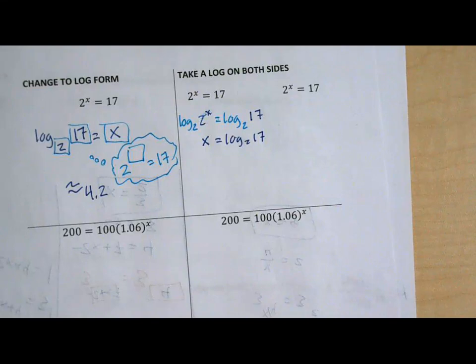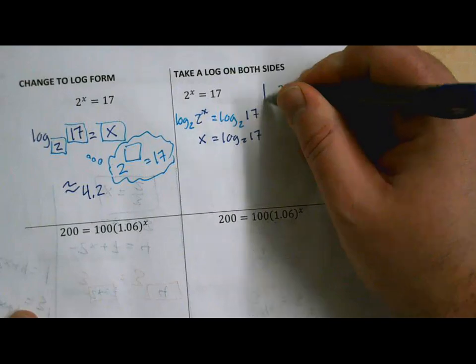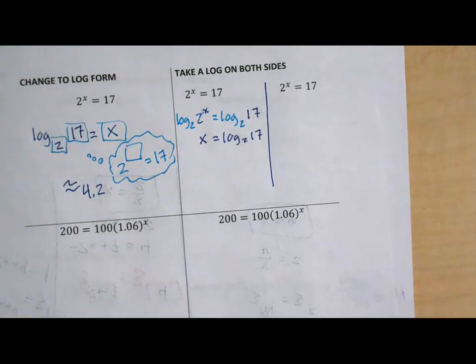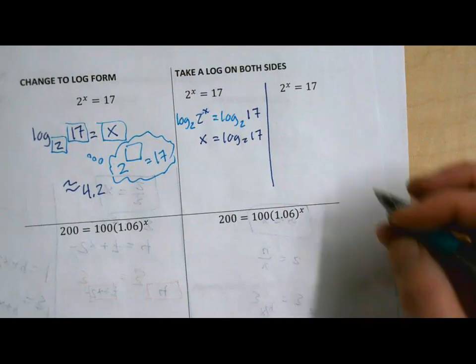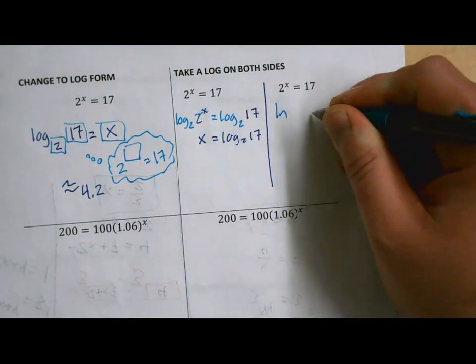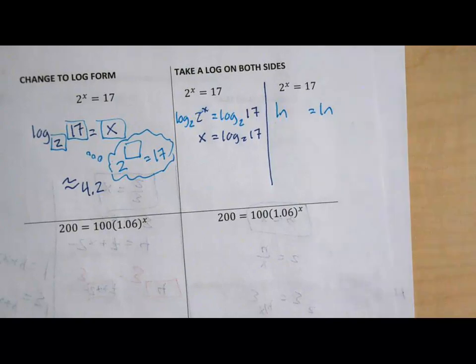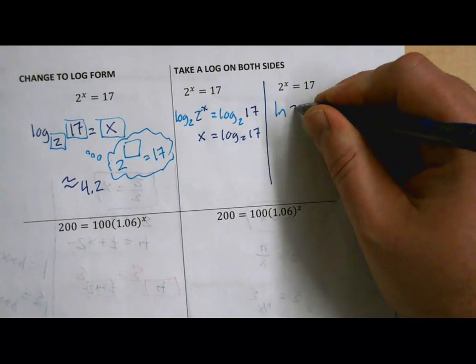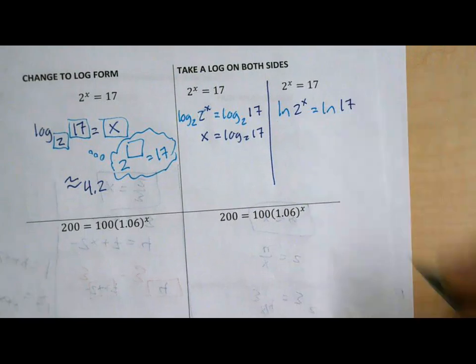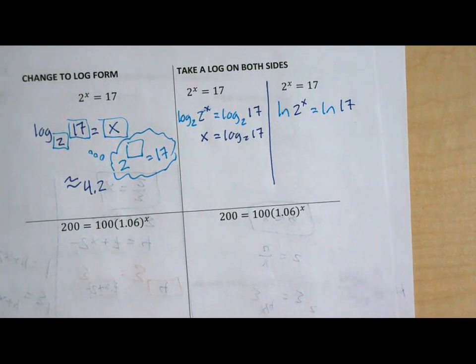Log base 2 is convenient, but guess what? We don't even have to use the log base 2. We could use any log, and so this is another common way to solve these. So let's do the same thing again, but let's use ln this time. So we just took ln on both sides. It's still 2 to the x and 17.